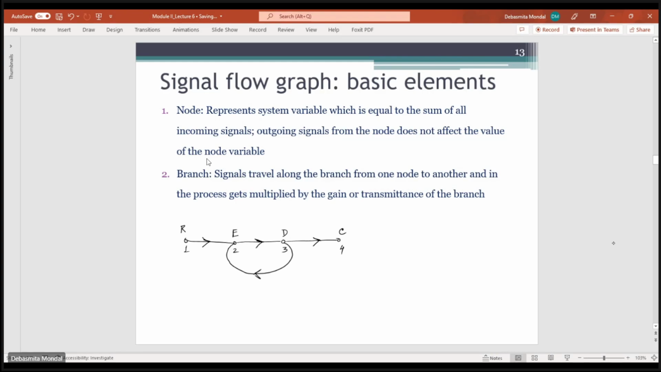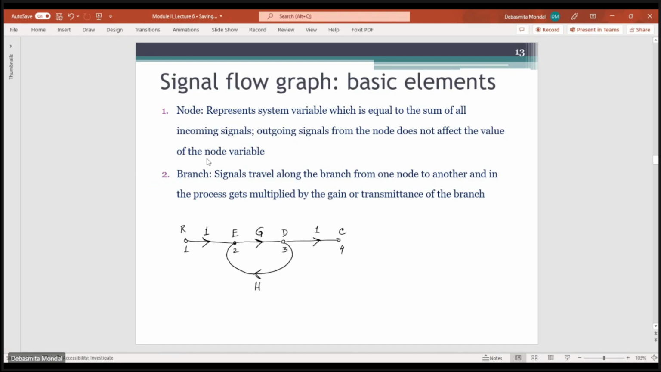This gain is basically the transfer function. In a block diagram, we provided the transfer function of the corresponding element in each block, and here, as an equivalent, the gain of this branch will be equal to the transfer function of the corresponding block. Let's say this gain is G, this gain is 1 and this gain is H.